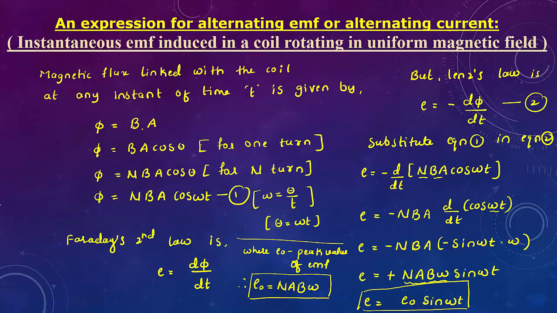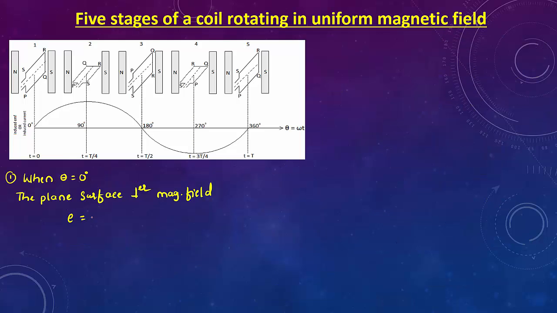We know that instantaneous EMF is given by the equation E equal to E naught sin omega t. Now I am going to use this equation. Observe here. E equal to E naught sin omega t. This equation I am going to use.